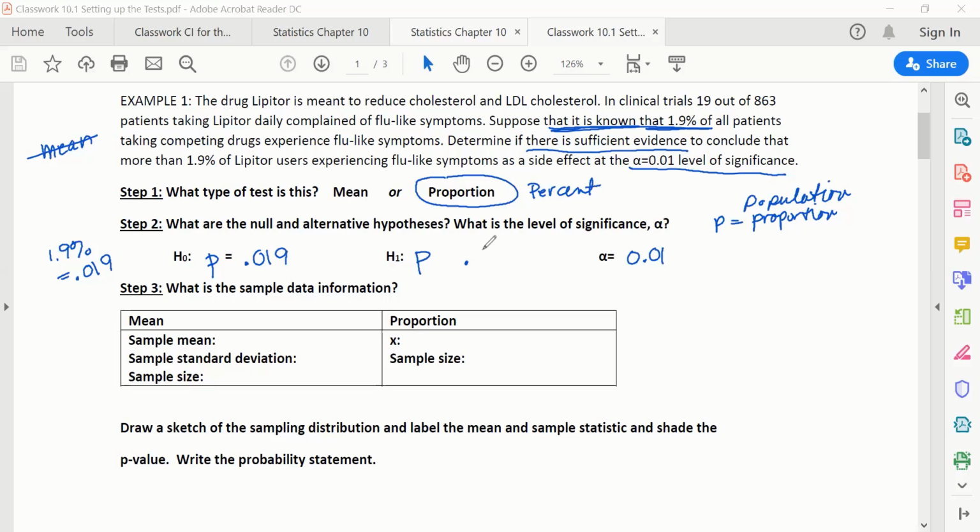So that's going to be the same number in the alternative hypothesis. So now we have to think, is it a less than or a greater than or a not equal here? They ask, is there sufficient evidence to conclude that more than 1.9%? So that means it's a greater than. So that's my null and alternative hypotheses. Are there any questions on that one?